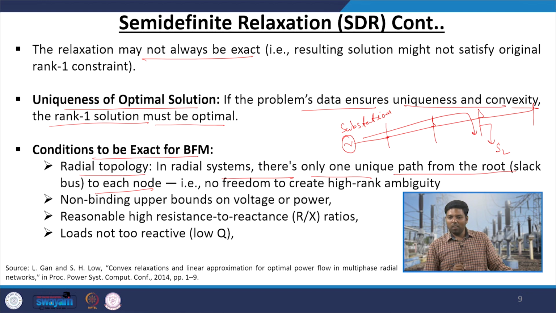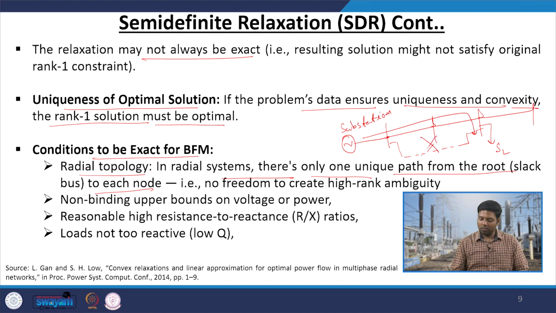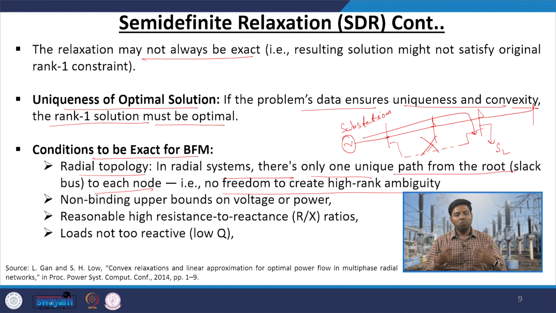If it is a weakly meshed or a meshed system, let us say here you have another path, then your SDP relaxation will not work for this case. It will only work when you have a radial topology. That means there is no freedom to create high rank. That means there is no freedom to create more solutions from specific parameter values.